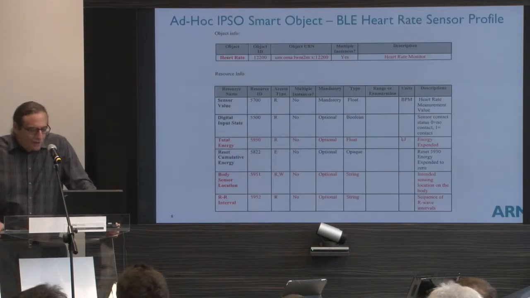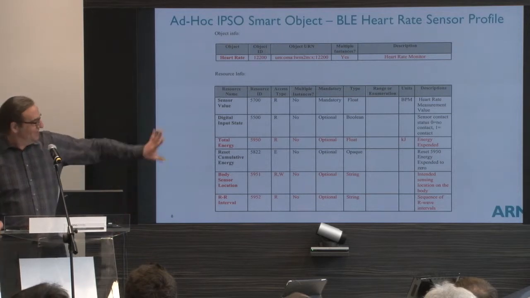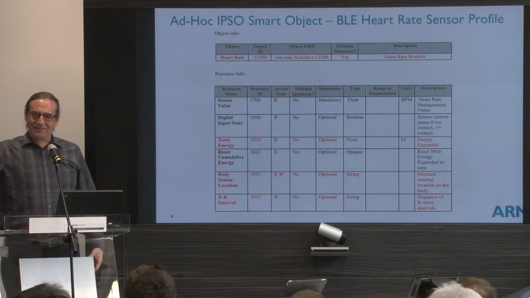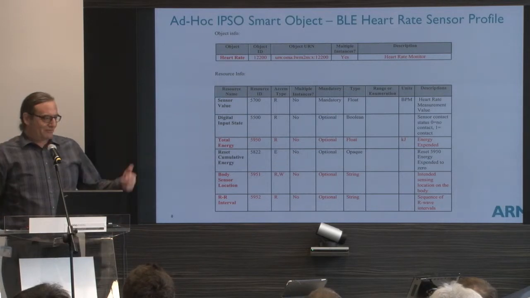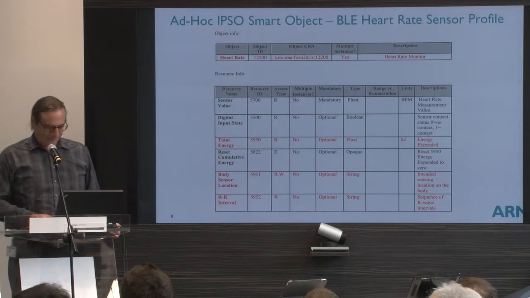So also we're looking at things like, what if you have something existing you want to express in IPSO objects? The BLE heart rate sensor maps almost one-to-one. You can just have a simple thin layer of software that reads the characteristics and creates the objects. And I do this in a toolkit that I have in Python.